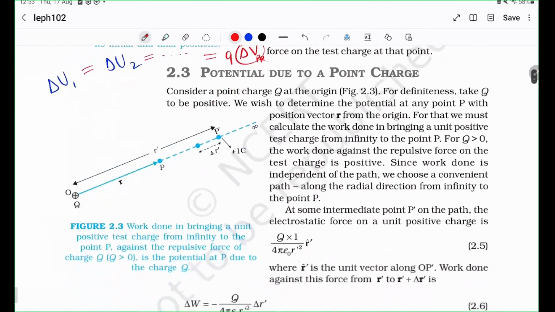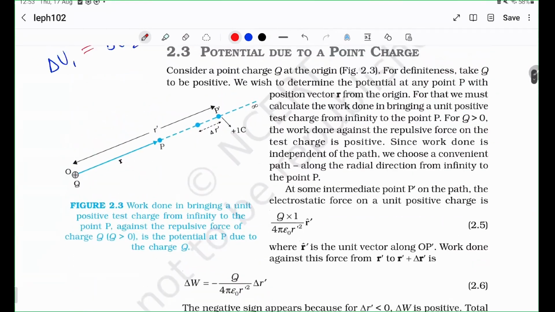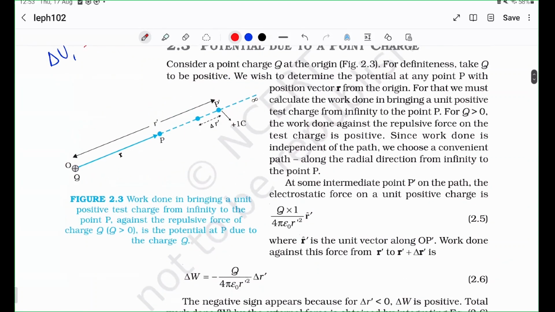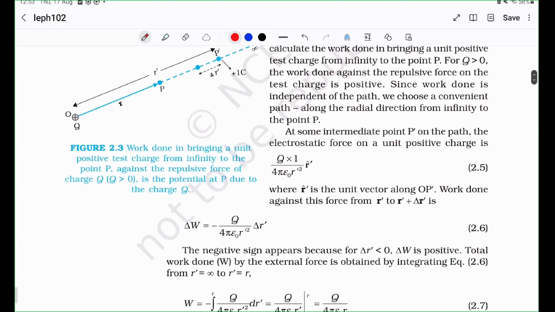Okay. Now we come to more rigorous individual examples. Let us say we had a point charge at the origin. Okay, we can define the origin anywhere we want. We can define it to be here also.